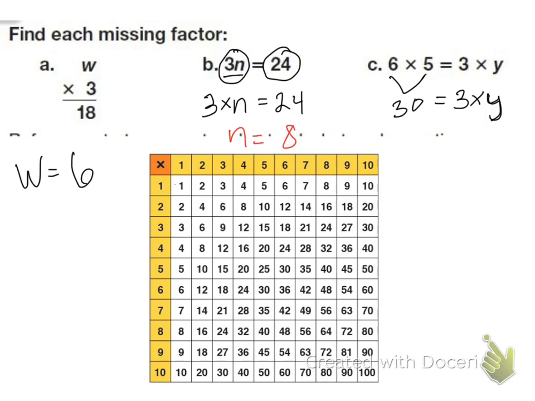So we're going to take the 3 and follow it till we get to the 30, and then follow it to the left to see that 3 times 10 equals 30. So y equals 10. Okay, and that's it for this lesson.